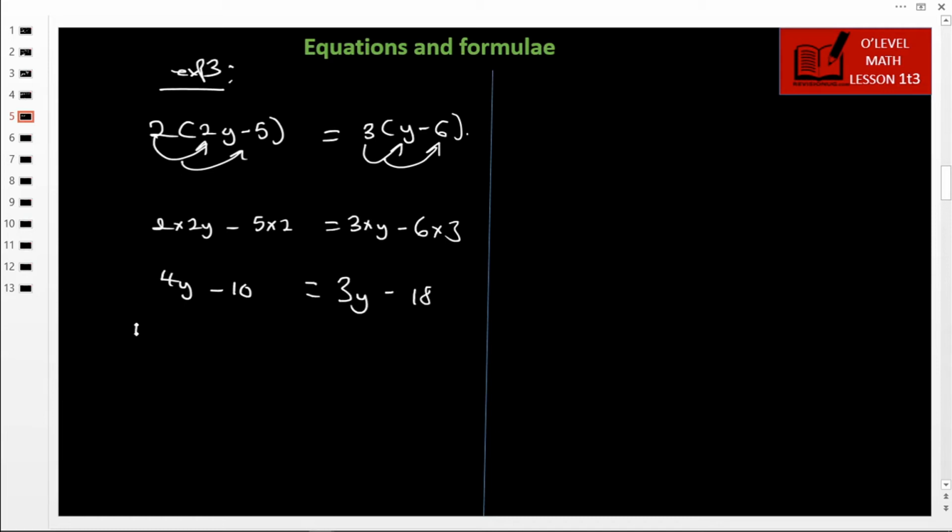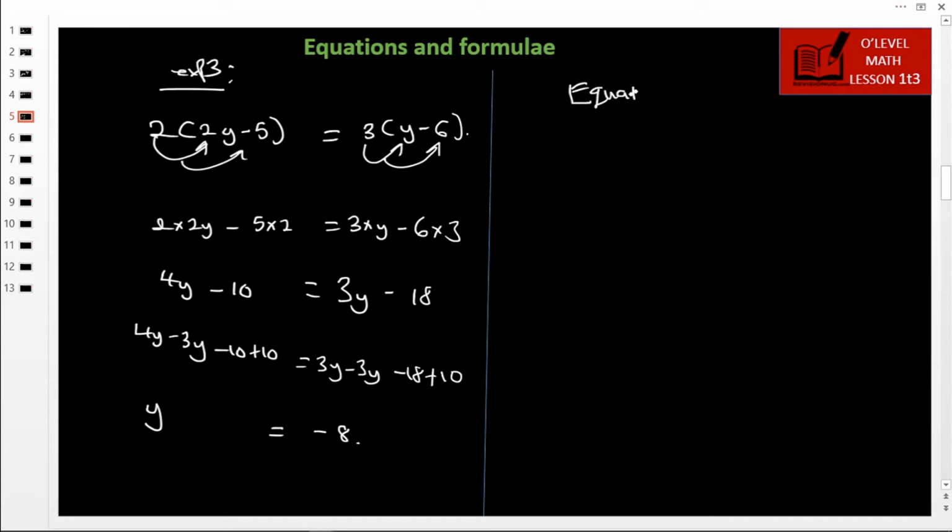We collect like terms. 4y minus 3y minus 10 plus 10 is equal to 3y minus 3y minus 18 plus 10. So this is y is equal to, this is a 0 here, negative 18, then plus 10 will remain with negative 8 as the value of our y. Alright, so now let us move on and see the equations involving fractions.